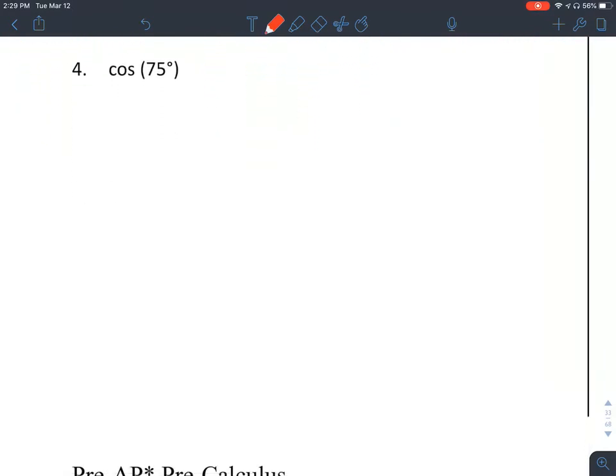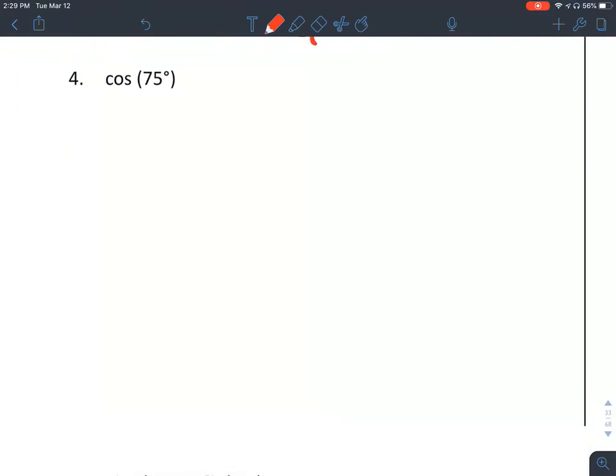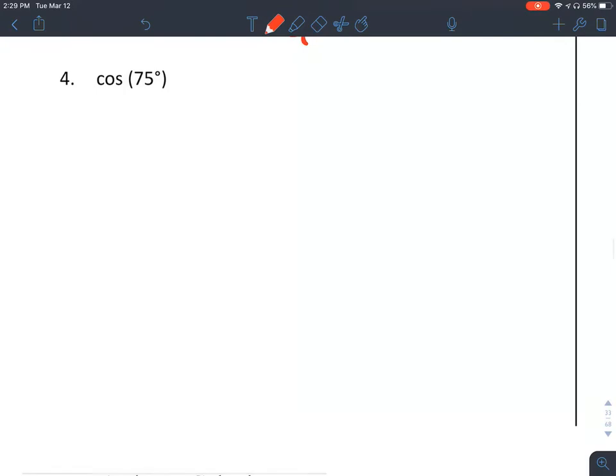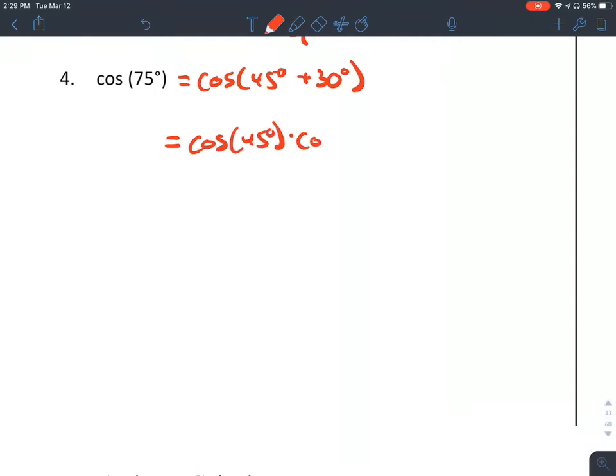Number 4, we have cosine of 75. I need two numbers that are special angles that add up to be 75. So why not just use 45 degrees and 30 degrees? The sum identity for cosine says this is going to be cosine of 45 degrees times cosine of 30 degrees minus sine of 45 degrees times sine of 30 degrees.